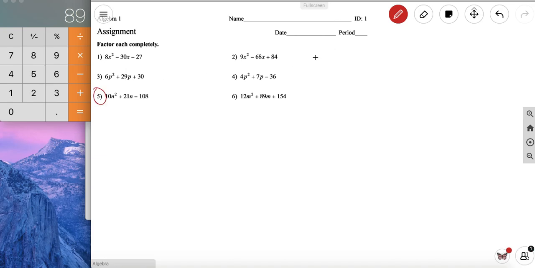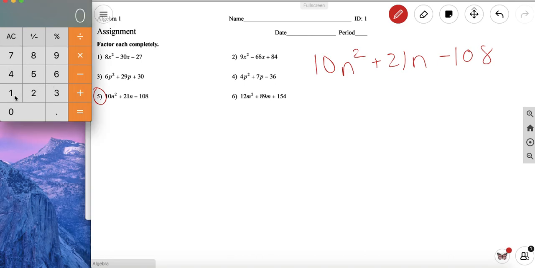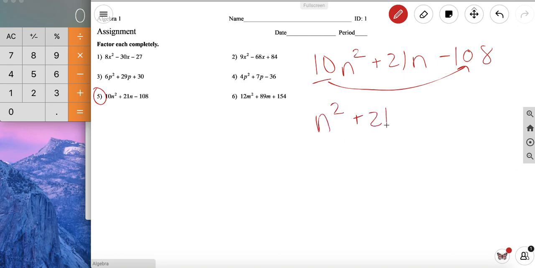Okay, almost there. Let's go back to this one that I said to skip originally. We have 10n squared plus 21n minus 108. Okay, we are going to multiply. So we get n squared plus 21n minus 1080. So we need to find two numbers that multiply to get me a negative 1080, but add to get me 21.